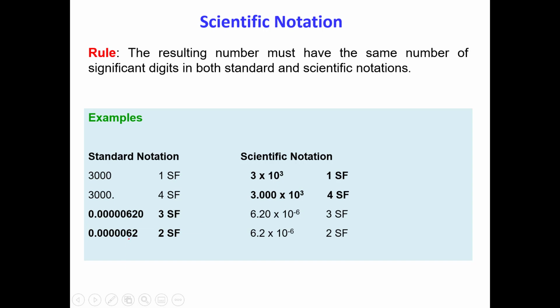In standard notation, the number must have 2 significant digits. And here we had 2 significant digits. We know these zeros are not significant. It's 1, 2, 1, 2.